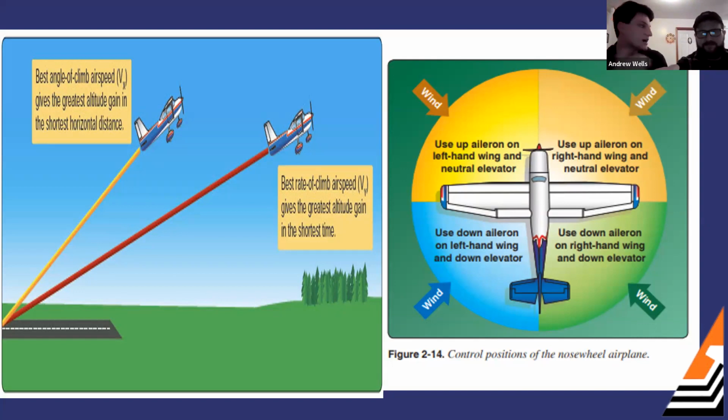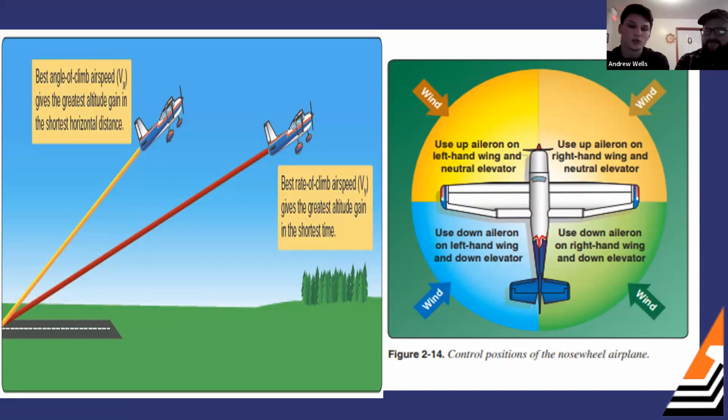So we would want to use VX in what scenarios? Short field takeoffs or obstacles at the end of the runway. So climbing above the trees here, as we can see, right? Maybe we need to climb at VX, because if we climb at VY, there's a possibility the trees are high enough to be where I'm flying. So VX, distance; VY, amount of time.